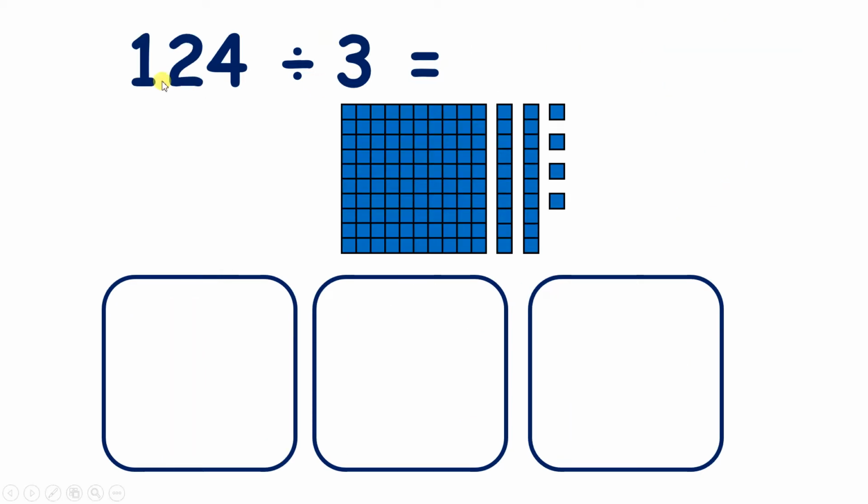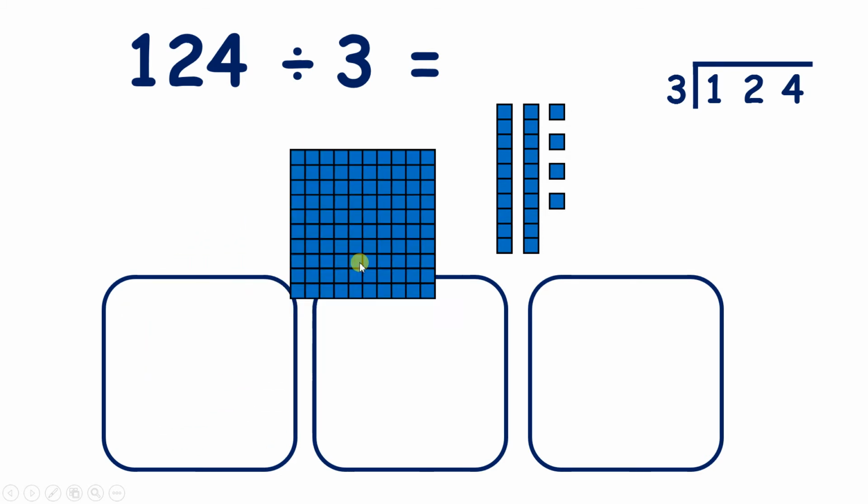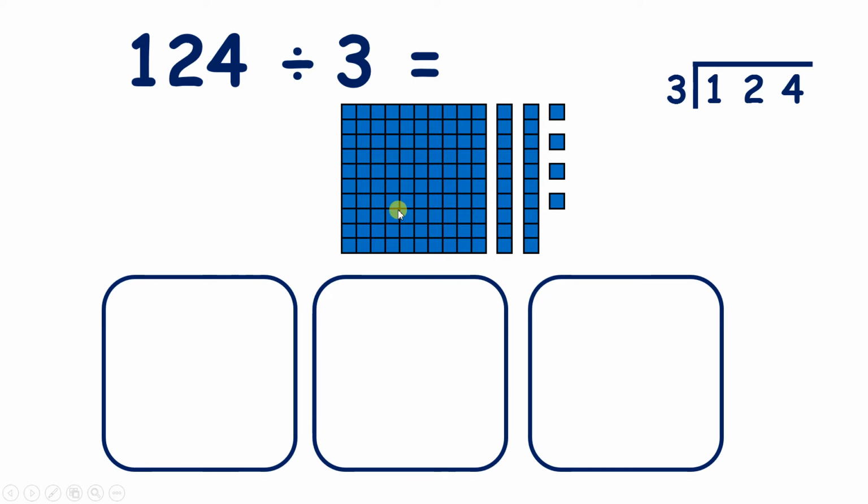Now we have 124 divided by 3. So let's write that out. Now we can't share out this 100 because with division we need to share equally. So if we can't share out any hundreds, we've shared out 0 hundreds, and we have 0 hundreds in each group. So if we started with 100 and we haven't shared any out, we still have 100.